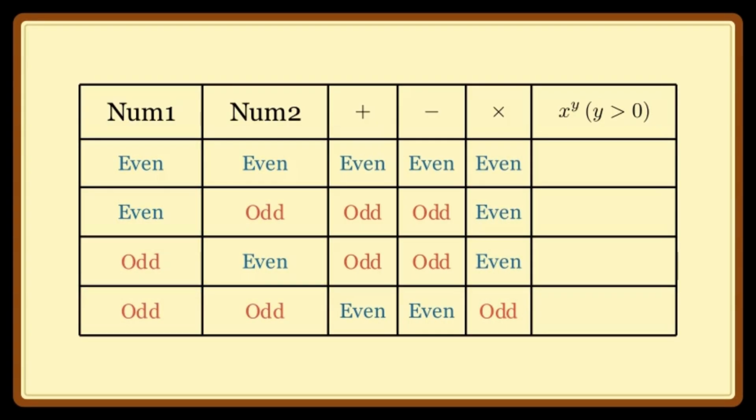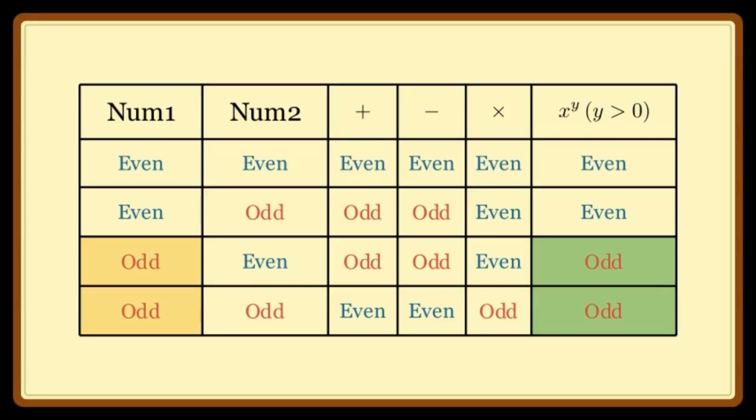numbers was even. Finally, let us complete our table with the power column, where we raise our first number to a positive power of the second number. The trick here is that the exponent does not change the parity at all. The result always matches the parity of your base number. So looking at our rows, if our first number is even, let us write even in the table. If our first number is odd, let us write odd in the table. We do not even need to look at the second number.